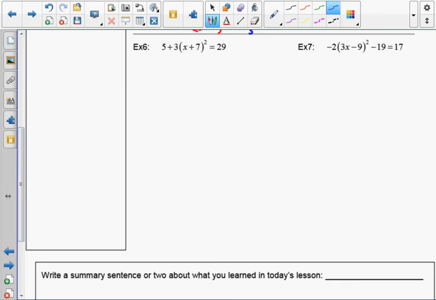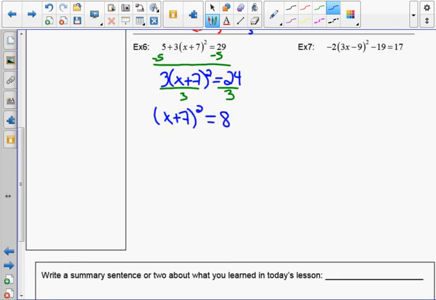Alright, so the next example, example 7. Follow the same process. I'm going to subtract the 5 from both sides. Anyone who's tempted to add the 5 into 3, shame on you. Not allowed. And let's see, what's 29 minus 5? That's going to be a 24. Good. Okay, so now we're going to still isolate for what we have that's being squared, whatever's in that parentheses. Since there's a 3 in front, we're going to divide by the 3. So we end up with x plus 7 squared is equal to 8.